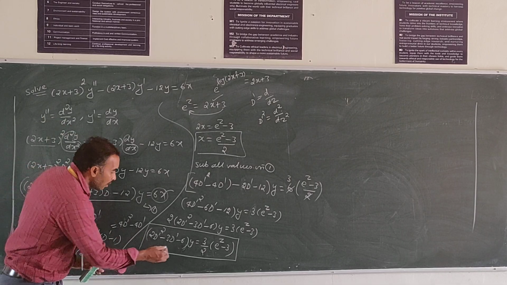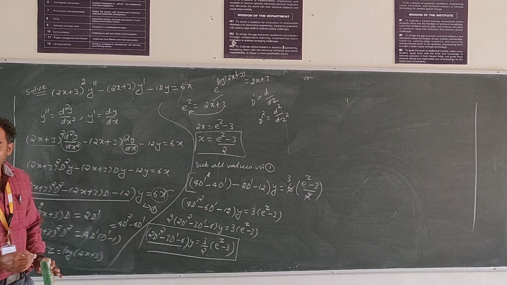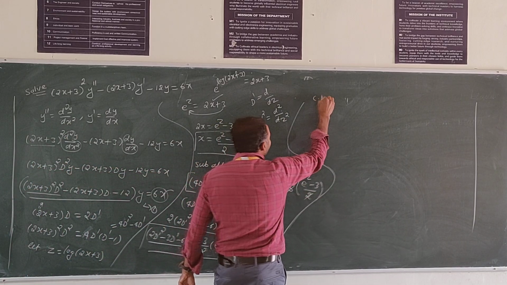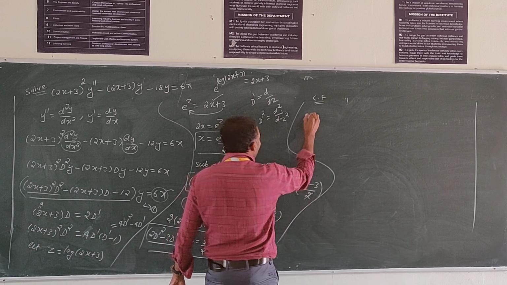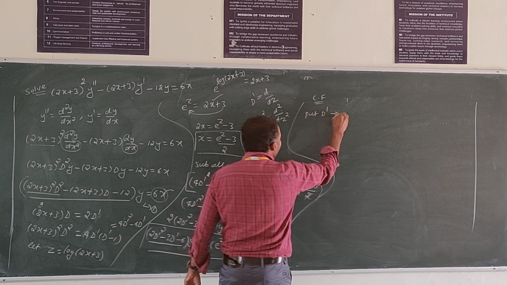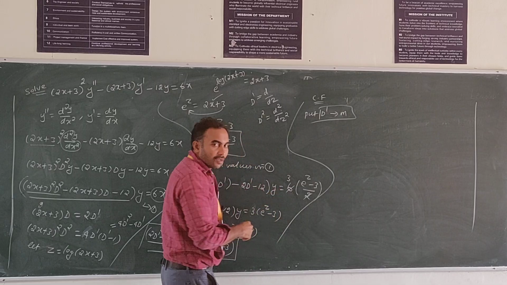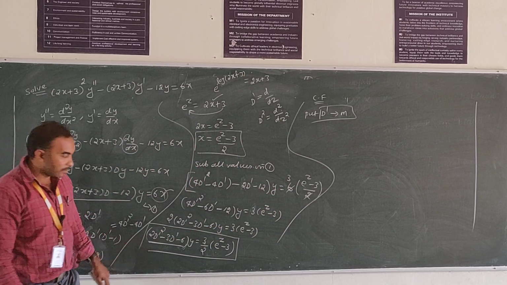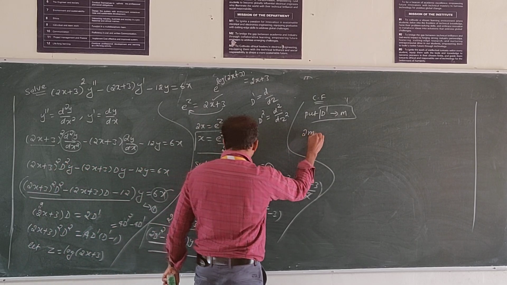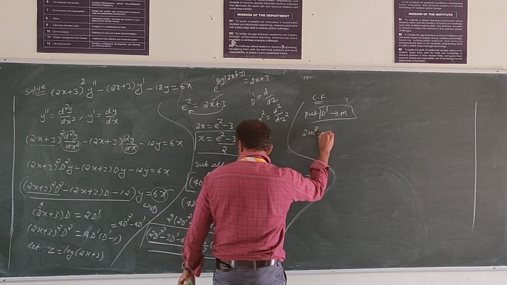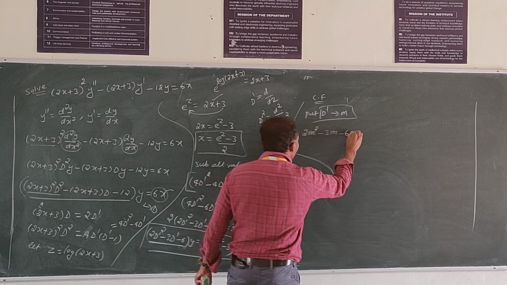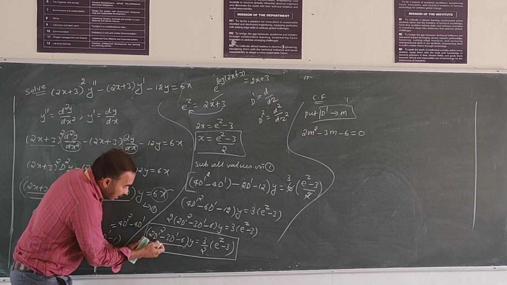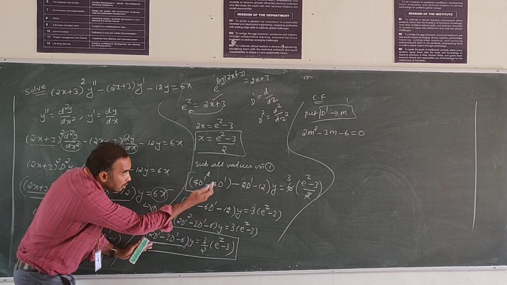Next we have to simplify. First we have to calculate the complementary function. So method of calculating complementary function: put d dash as m. Wherever you find d dash, you have to put m. So take this one. Instead of d dash, we have to put m. So 2m square minus 3m minus 6 equal to 0.